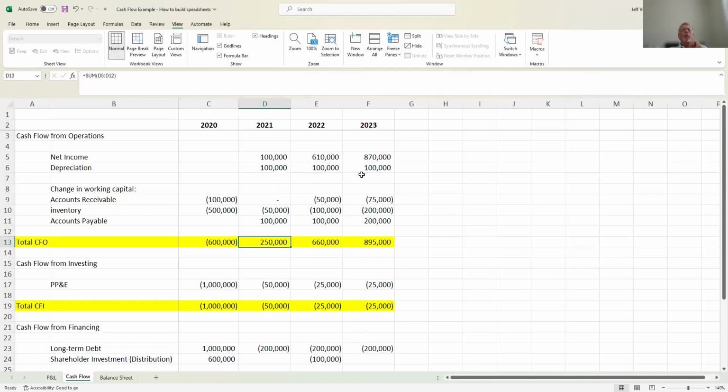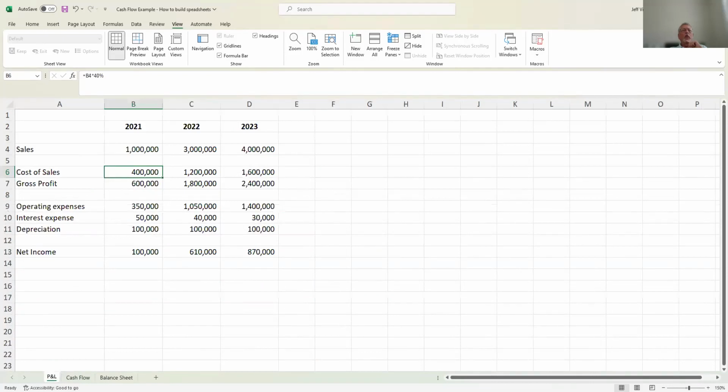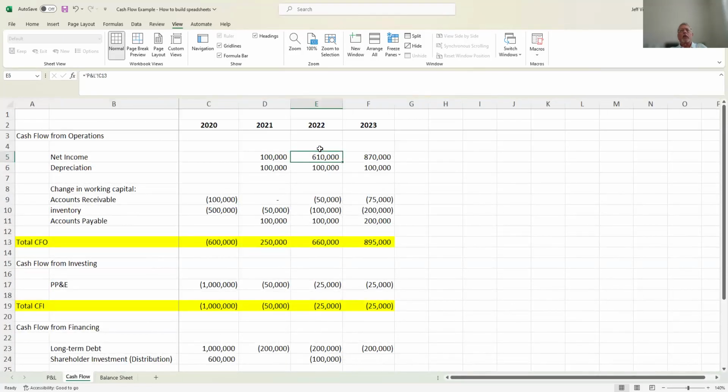Now, if you look back up here at the following years, remember, all of a sudden you're going from a million to 3 million to 4 million. And here's your income, 100 grand to 600 grand to 800 grand, with $100,000 depreciation each year. So down here, you're growing your accounts payable as the business grows, which is normal. You're growing your inventory as the business grows, which is normal. You're growing your receivables, which is normal. As the business gets bigger and bigger, you'll have more receivables, more inventory, and more accounts payable. Does that make sense?